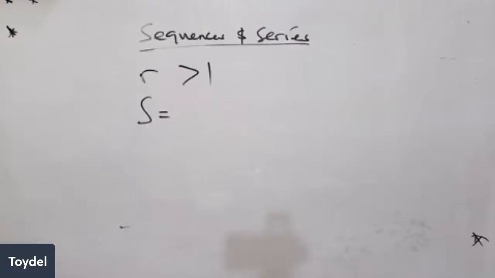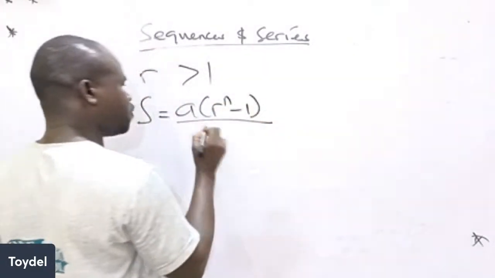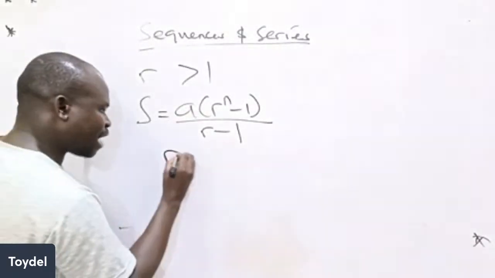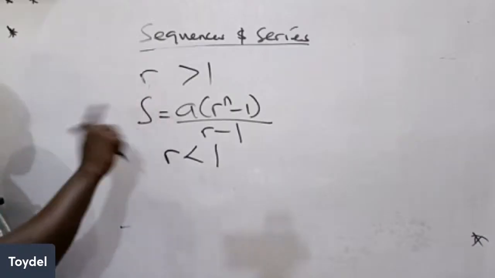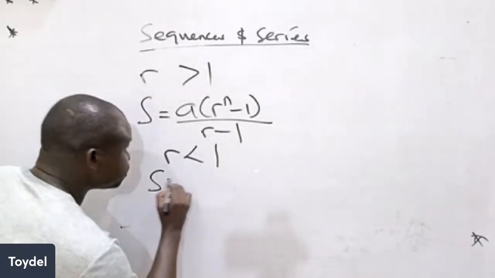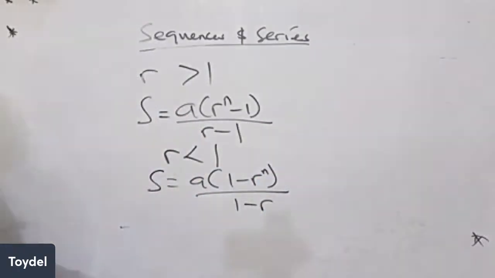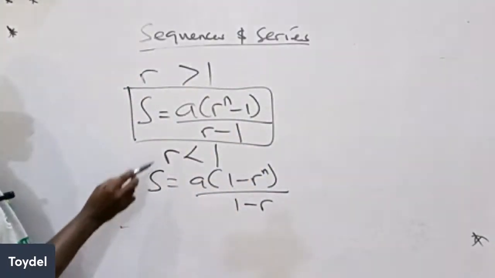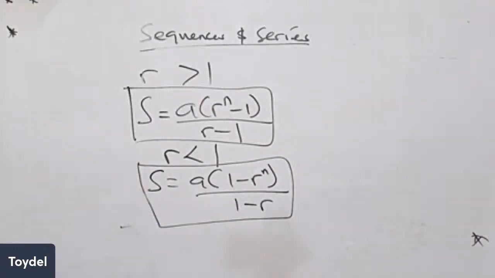Depending on the value of r, when r is greater than 1, the formula will be a into bracket r raised to n minus 1, all over r minus 1. When r is greater than 1, we apply this formula. When r is less than 1, it is the value of r that will determine the formula that we apply under sum of GP. The sum of GP will be a into bracket 1 minus r raised to n, all over 1 minus r. When r is less than 1, of course, when we have 0 point something, a fraction, we apply this second formula.